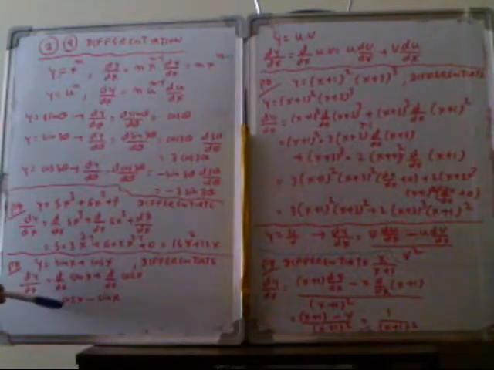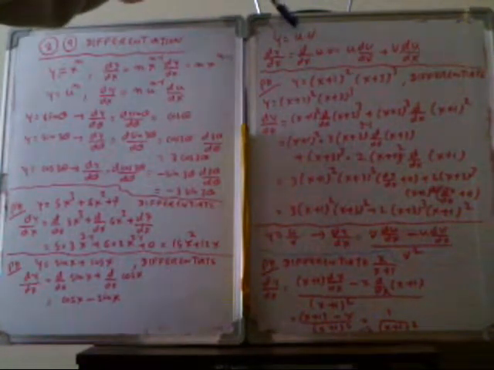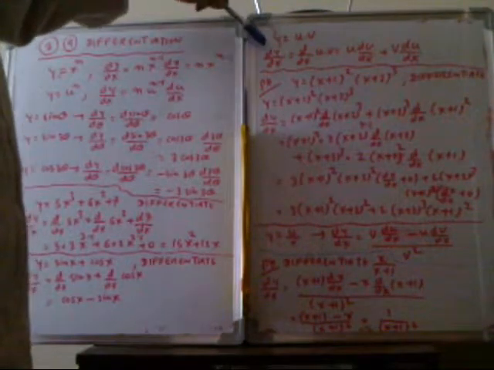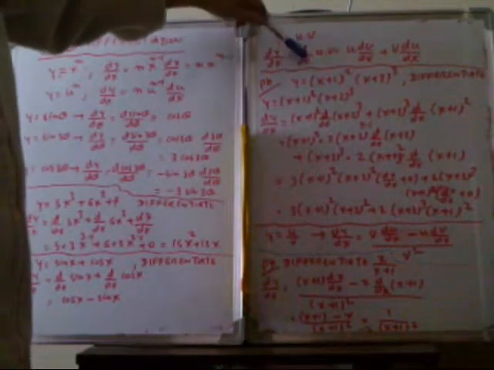Okay, y equals sine h plus cos h. We have to differentiate. So dy by dh is d by dh of sine h plus d by dh of cos h. Differentiating sine h gives cos h, and differentiating cos h gives minus sine h. We can also differentiate a product function. Y equals u times v, so dy by dh is u dv by dh plus v du by dh.